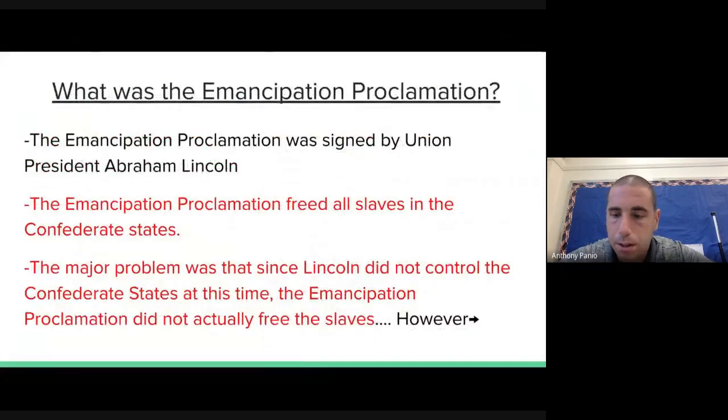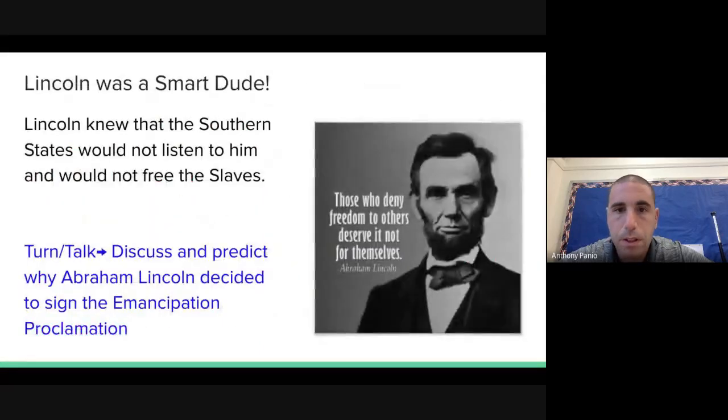Okay. So, Lincoln was a smart dude. This is what we talked about. He knew the South would not listen to him. He knew that when he made this Emancipation Proclamation, technically speaking, not all of these slaves would become free. He doesn't have the power to do so.